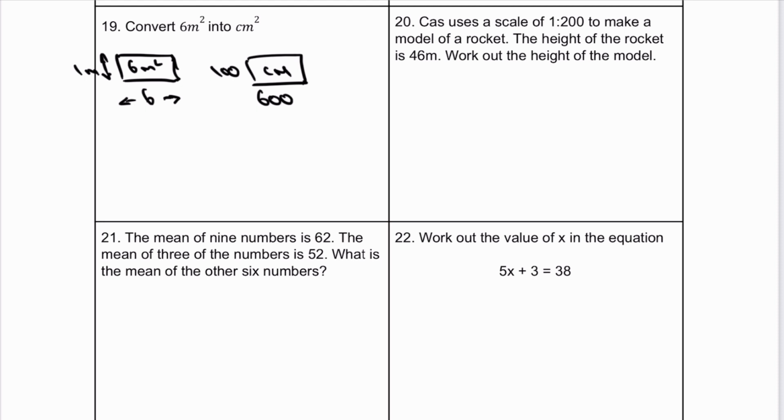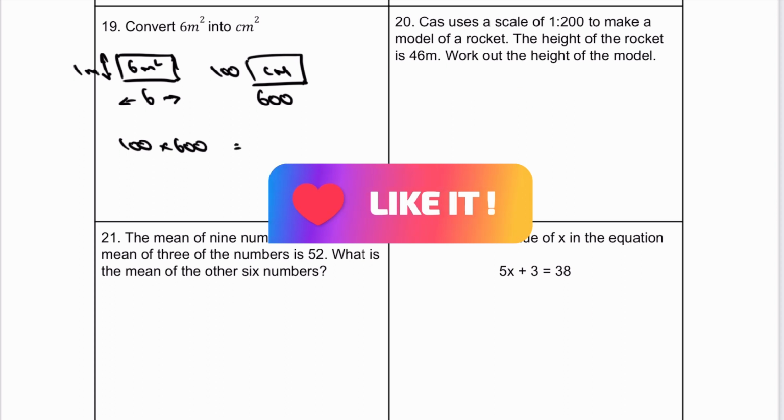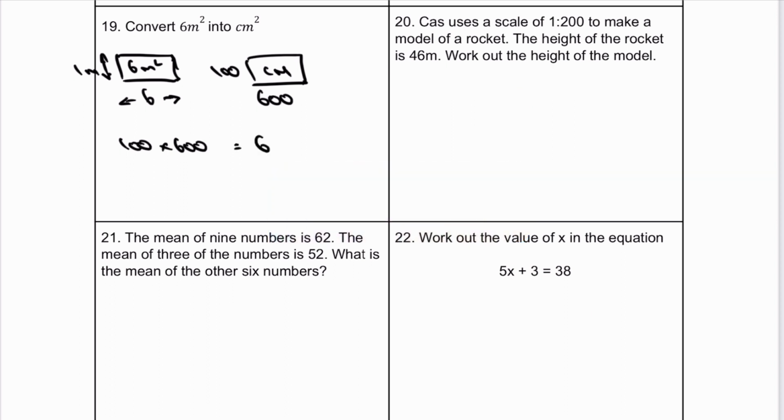Okay, so to convert 6 meters squared to centimeters squared, I'm going to do 100 multiplied by 600, well that's going to be 6, and then 4 zeros, 1, 2, 3, 4, and that would be the answer in centimeters squared. Okay, so question number 20.